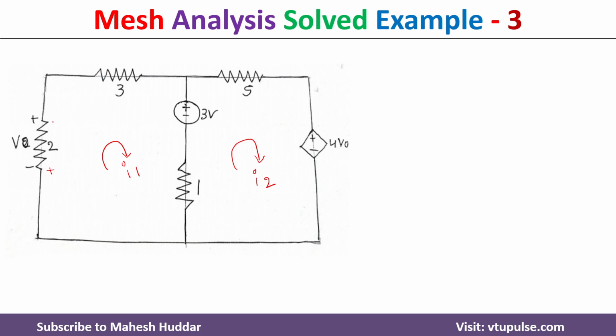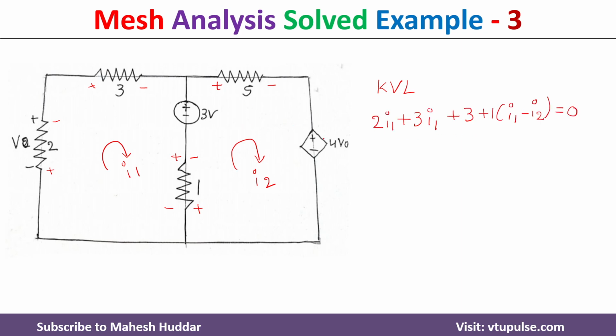This is positive, minus, plus, minus, plus, minus. And for the I2, this is plus, minus, plus, minus. And by using Kirchhoff's voltage law, KVL rule, we need to find the equation for the first loop and second loop. First, we will find the equation for the first loop, that is 2I1 plus 3I1 plus 3 volt plus 1(I1 minus I2) is equal to 0.